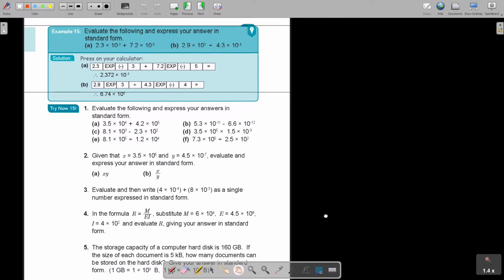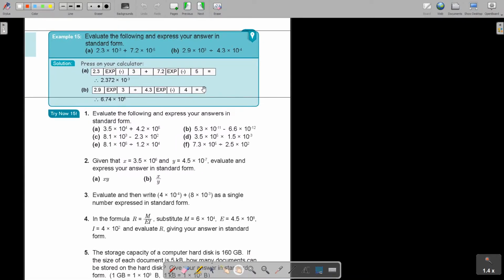Now, I just want to quickly revise this with you. So if you press this on the calculator, just remember, you press 2.3, then don't press that multiply. Then just search for that key EXP. Now, because there's a negative, I say -3 plus 7.2 EXP -5 and then the equals. Okay, so remember that. The same here. It was 2.9. Don't press the multiply. Search for that key and 3, divide 4.3 EXP. If there's a negative, then just press that negative on your calculator. 4 equal. So keep that in mind.